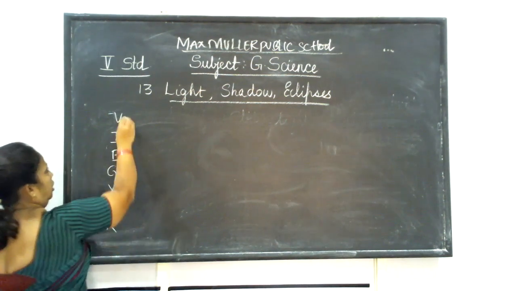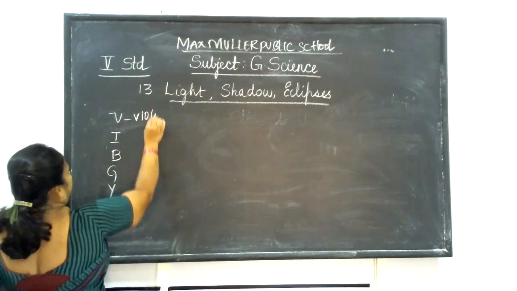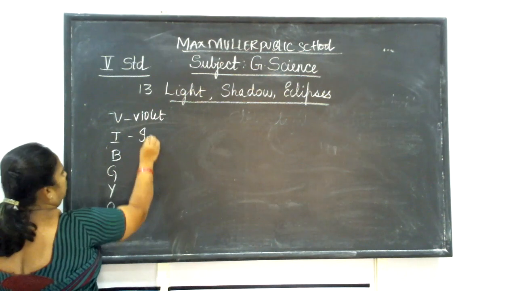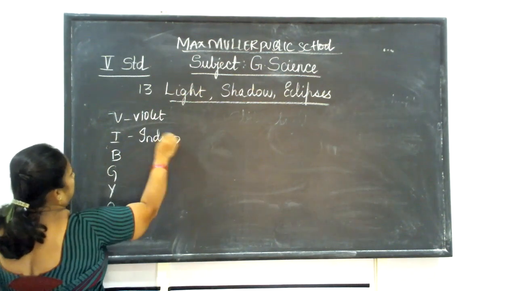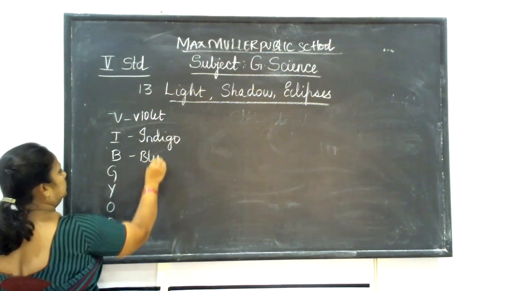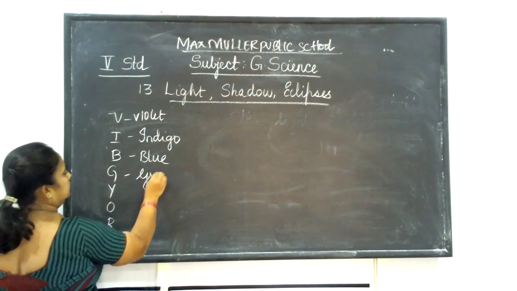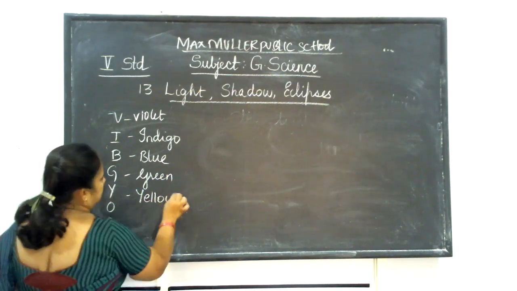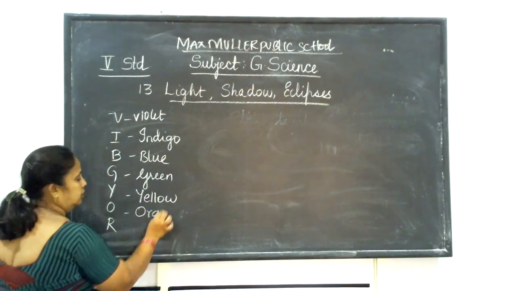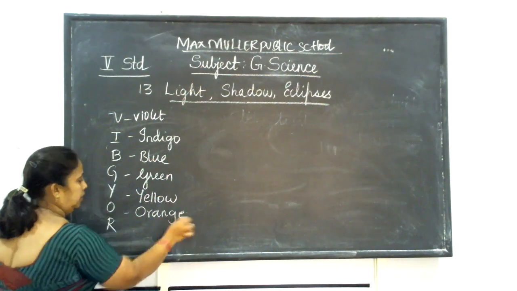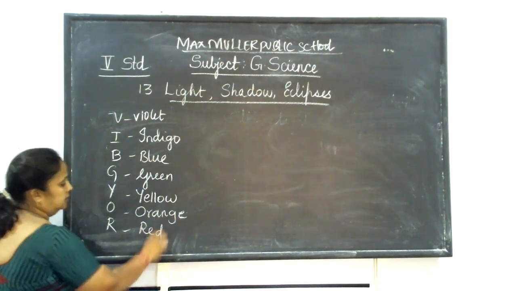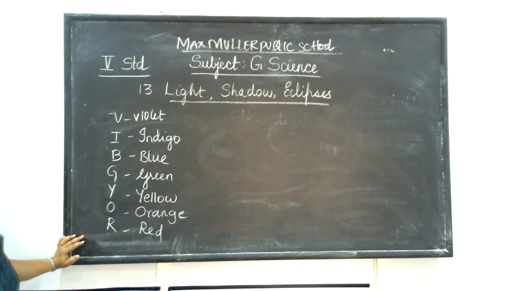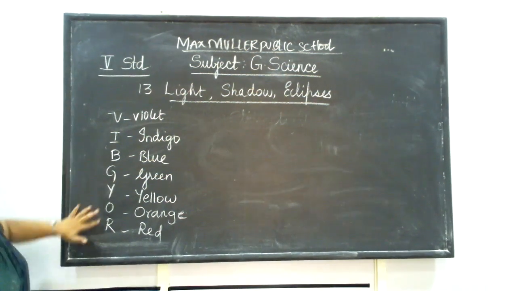VIBGYOR. So you all know, is it not? V is violet, indigo, blue, green, yellow, orange, and red. So these are the 7 colors which the light of the sun is made up of. So the light of the sun is made up of 7 colors. The short word is VIBGYOR.